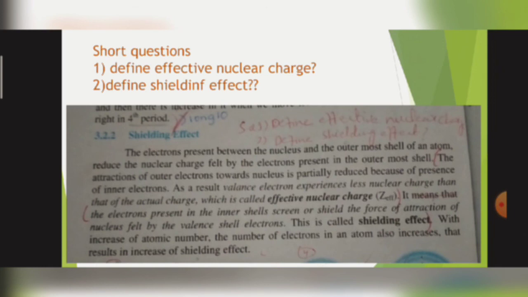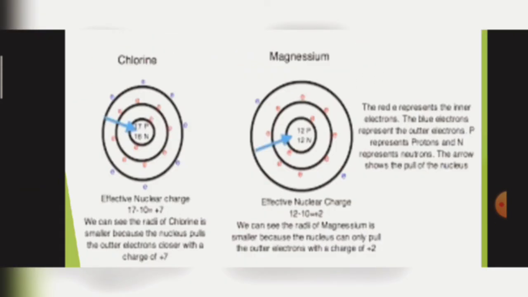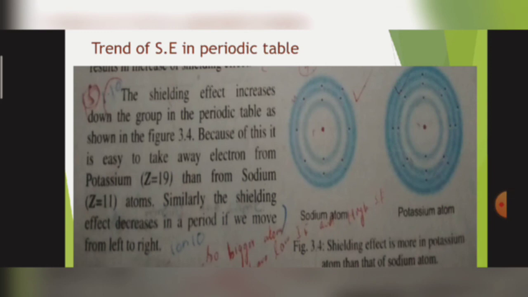Then when we move from top to bottom in the group, we know that the atomic number increases and the number of shells also increases because of the atomic number. The more filling of electrons takes place, the more electrons there will be. That's why there is more repulsion between the electrons and less charge will reach the outer shell electrons. That's why when we move from top to bottom in a group, the shielding effect increases because the inner shells increase. But when we move from left to right in a period, the shielding effect remains the same because the number of shells remains the same.